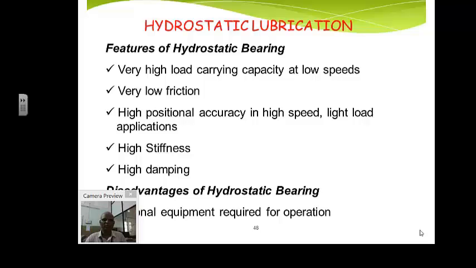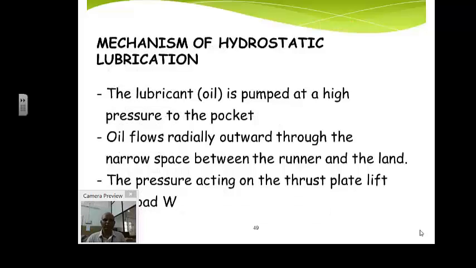There is high positional accuracy in high speed light load applications. Many times wherever positional accuracy is required, hydrostatic bearings are used. It has high stiffness and high damping capabilities. The major disadvantage of a hydrostatic bearing is the additional equipment required for its operation. So the hydraulic circuit required for operation of a hydrostatic bearing is an additional feature.